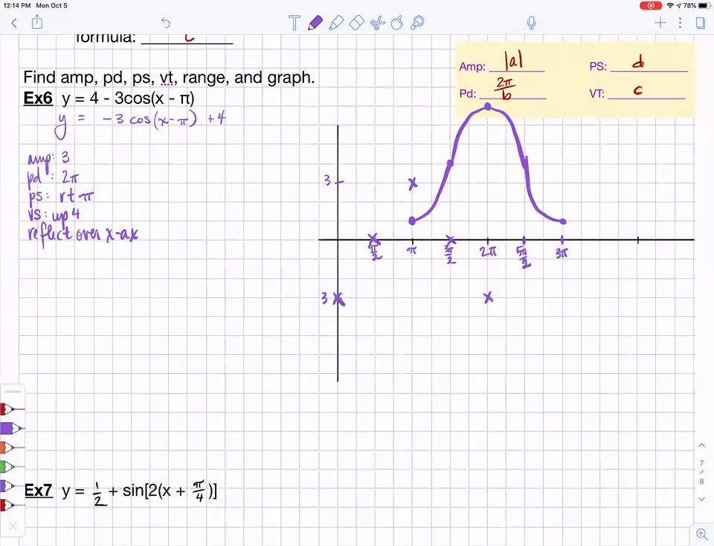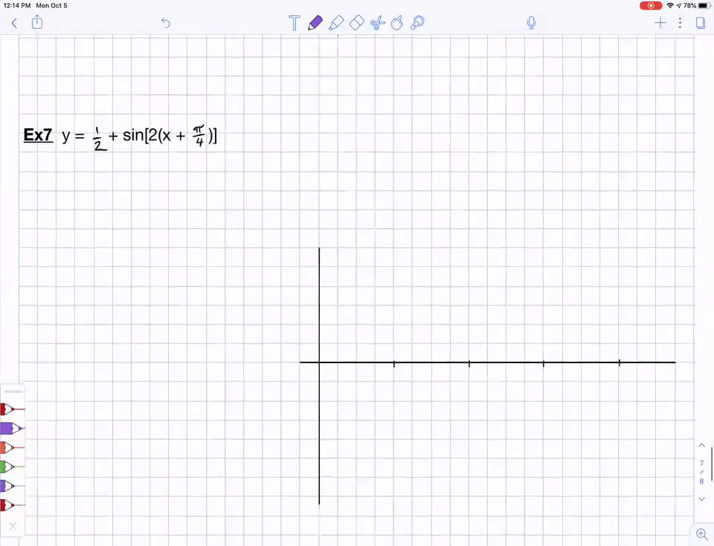What's the range of this guy? From the minimum to the maximum, what is that? 1 to 7. The bottom of the graph occurs at 1, and the top of the graph, the maximum, occurs at 7, because we were at 3 and we went up 4 from there, okay? All right, I have 6 minutes. I don't know if I'll be able to finish everything, but I can at least get a good start on this one.